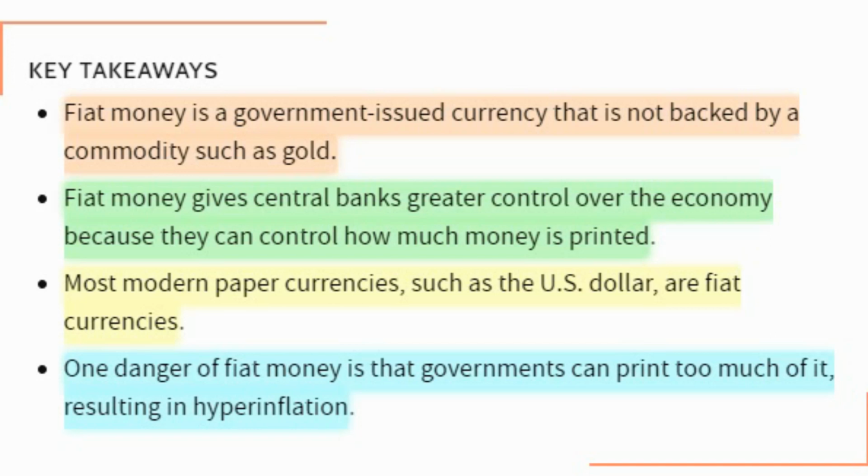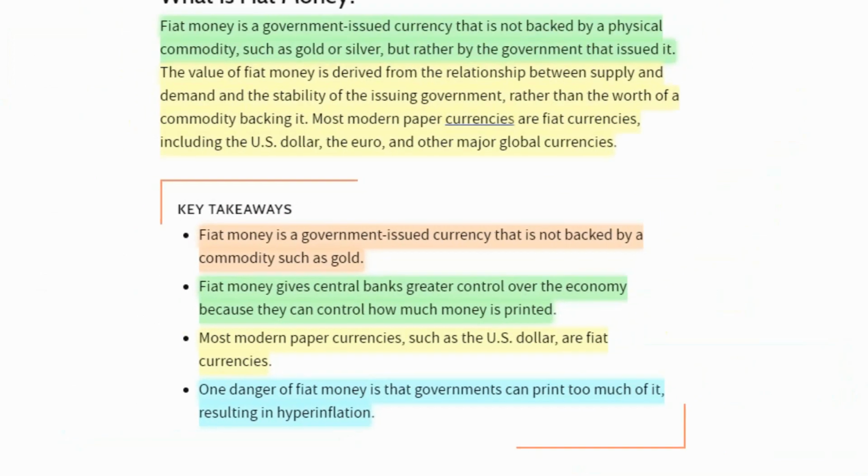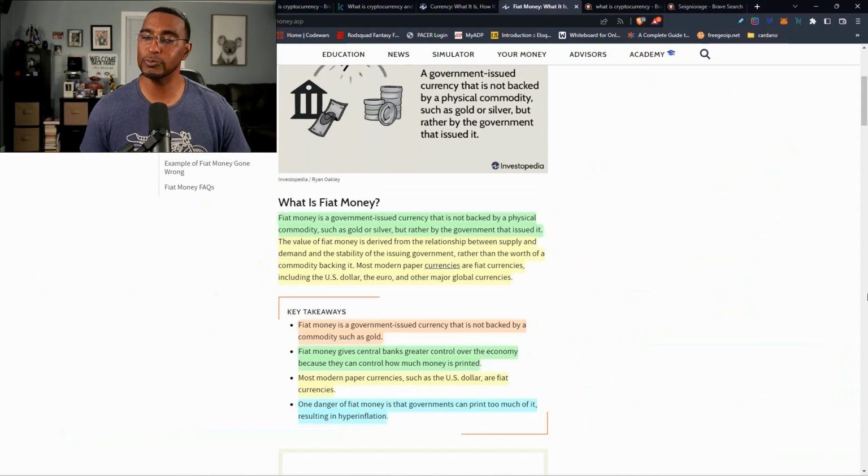Most modern paper currencies, such as the US dollar, are fiat currencies. One danger of fiat money is that governments can print too much of it, resulting in hyperinflation. Meaning that if they put too much money into the system, it devalues the dollar, bringing a super inflation into it, meaning that you need more money to buy something in particular.